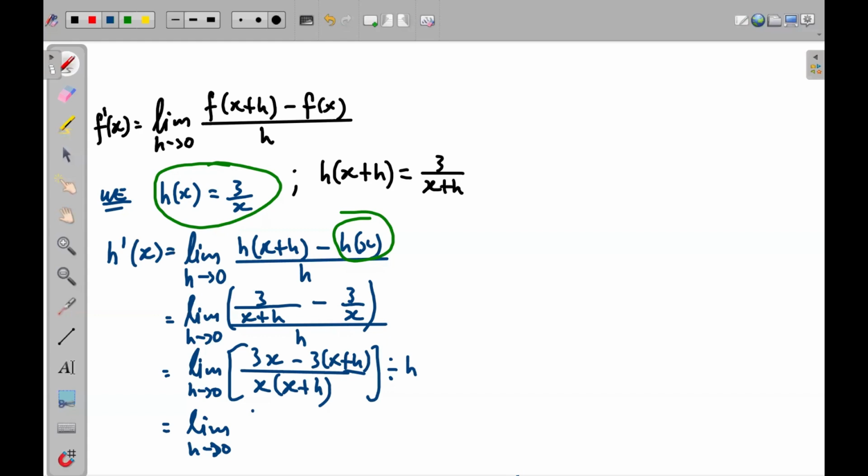Now, what happens in the numerator is you have 3x minus 3x minus 3h. And watch this, I'm still keeping my LCD as it is. I'm not really going to multiply it out.